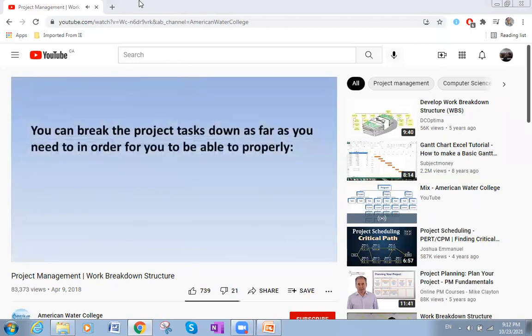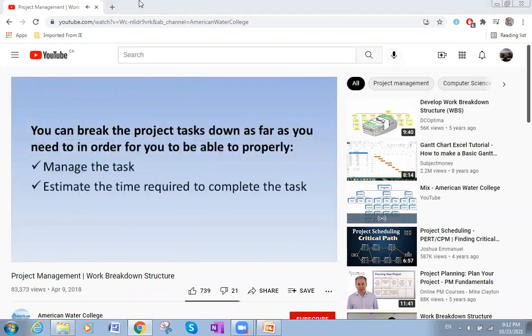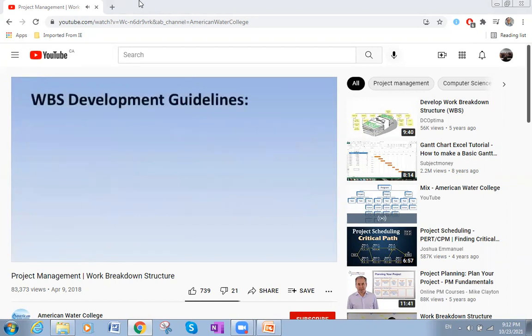And you can break the project task down as far as you need to in order for you to be able to properly manage the task, to properly estimate the time required to complete the task, and to properly estimate the cost involved with completing the task. And again, some tasks will have multiple levels, while others will only have a single level. It just depends on what the task involves.